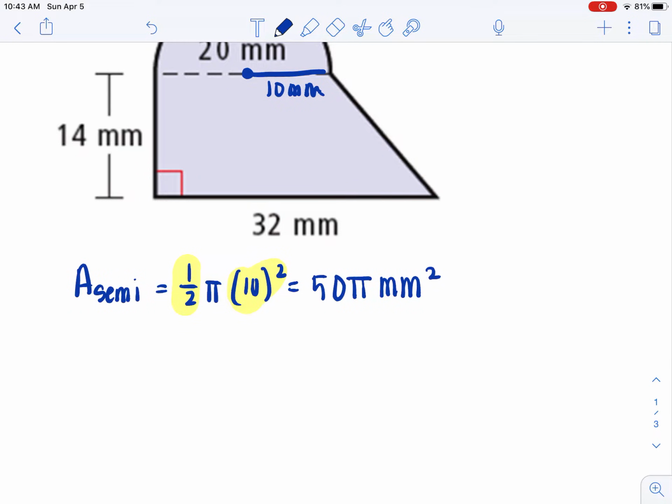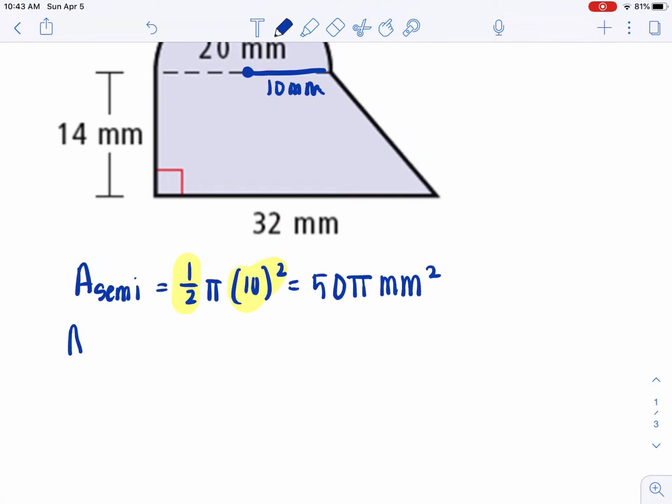So notice I'm not using my calculator usually until the very last step, or if I need help with the mini mental math. If I want to double check what 37 plus 46 is, I could use my calculator to do that, but I'm not doing it for something like 50 pi. I'm just going to leave that for now until I get my final answer.